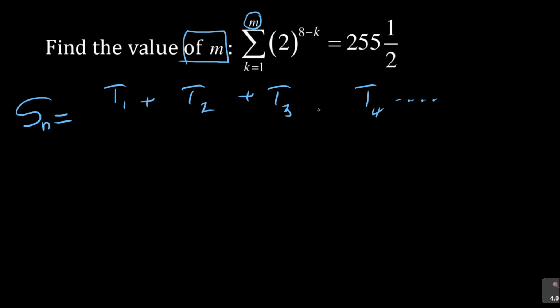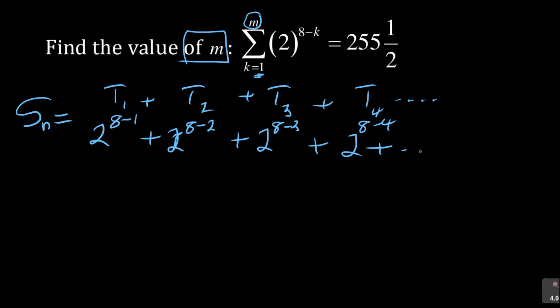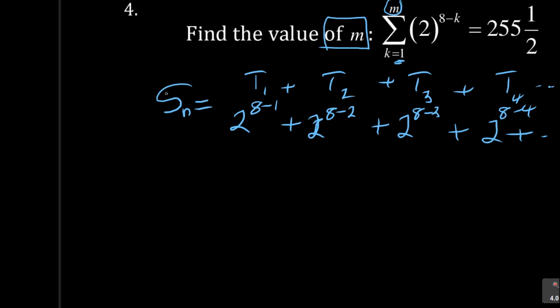So if you say plus, plus, plus, let's do it. T1, what we have got 2 to the exponent 8 minus 1 plus 2 to the exponent 8 minus 2, because we're starting from 1. That's where you start. Plus 2 to the exponent 8 minus 3 plus 2 to the exponent 8 minus 4 plus wherever. Then they are saying if I'm adding, I'm going to get 255 and a half. That's what they are saying. That is the sum. The sum is already given. Sn here is equal to 255 and a half.